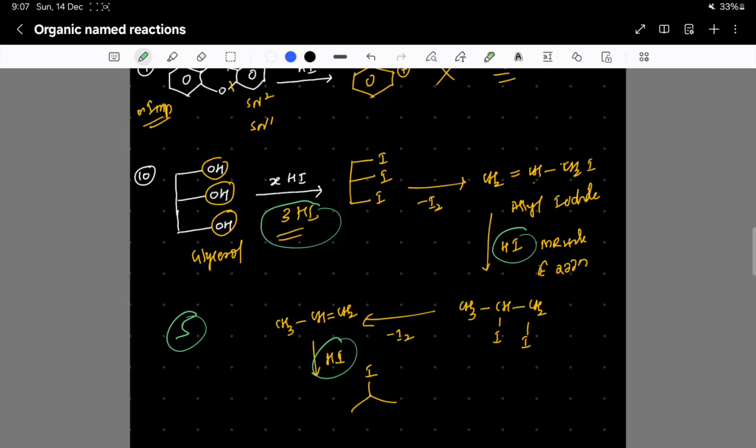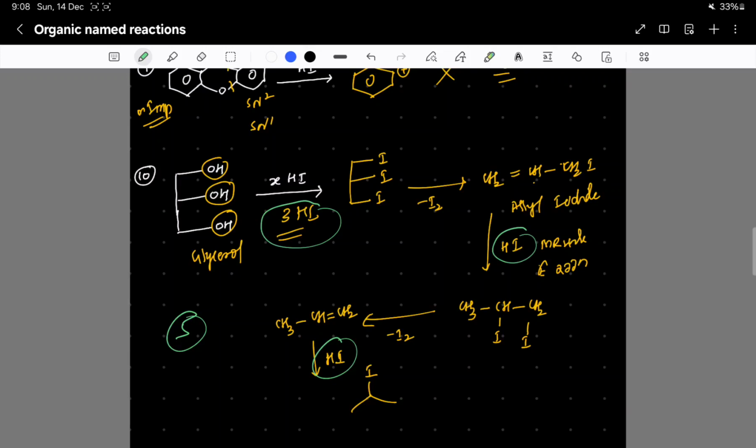If a benzylic position is present, follow the SN1 mechanism. In the remaining cases, you can follow the reaction with HI by SN2. This is the first point to remember. The second point: if you have a symmetrical ether, you will get the same type of product. If an unsymmetrical ether is present, on reaction with HI, step 1 is protonation of oxygen, and step 2 is that I minus will attack the less hindered side only.